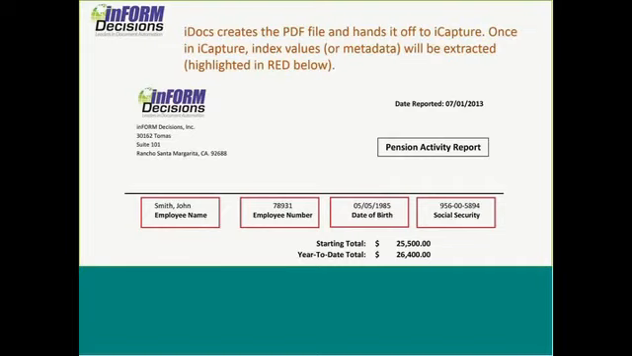a PDF file. So down here on the bottom of the file, you'll see that I've got 4 fields highlighted in red. We're going to extract these values. We're going to call these our metadata values. We're going to pull out the employee name, the employee number, date of birth, and Social Security number.